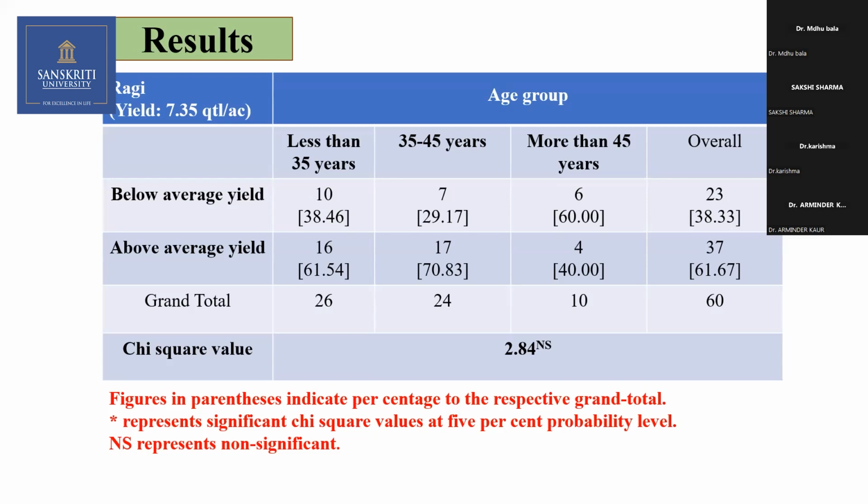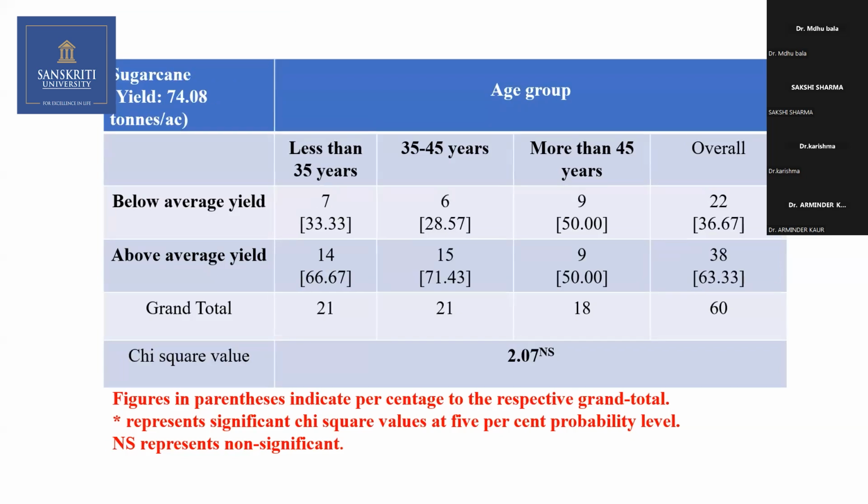You can see even with the percentage also, maybe you might ask about average, above average yield, less than 35 years. In this case, whatever difference we are finding, it is just due to chance factor, just by the sample difference. That's all. It is not statistically significant. Okay, shall I move on to the next?